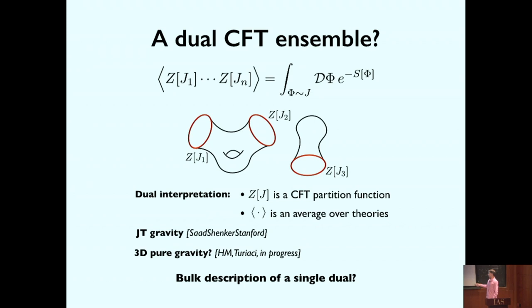And the example of Saad, Shenker and Stanford really showed explicitly what this ensemble looked like in the context of JT gravity. And this is my chance to advertise some other work in progress where we've made a lot of steps towards showing that something similar is true. We don't understand anything like as much detail as these guys, but if you're interested in 3D pure gravity, then please ask me at some point. So a natural question here is to ask what's the bulk description of a single element of this ensemble?